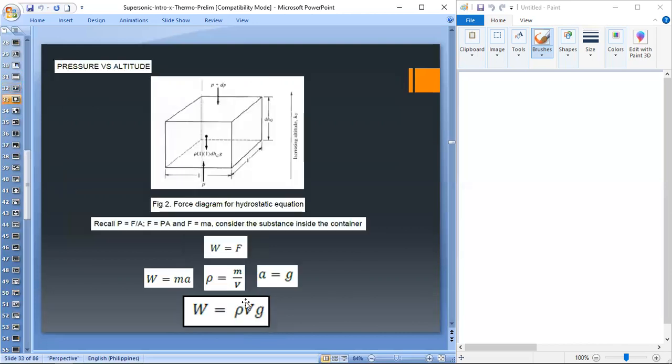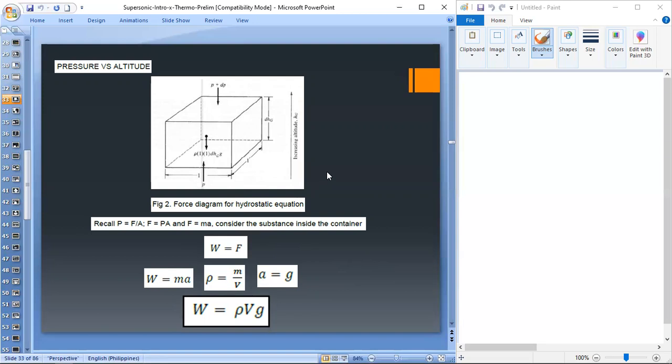Okay? And then, we have the pressure altitude, the variation, no? So as height changes kasi, sa troposphere or stratosphere, no, nagbabago yung pressure, density, and then temperature. So, saan galing yun? Saan galing siya? Sa hydrostatic equation, from simply sum of forces equals zero.